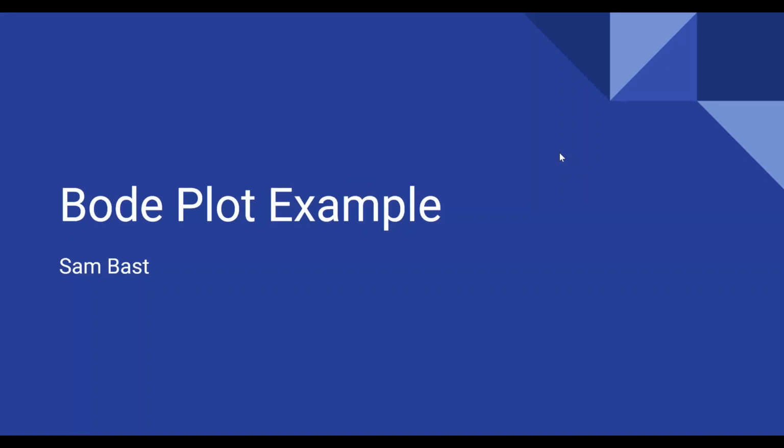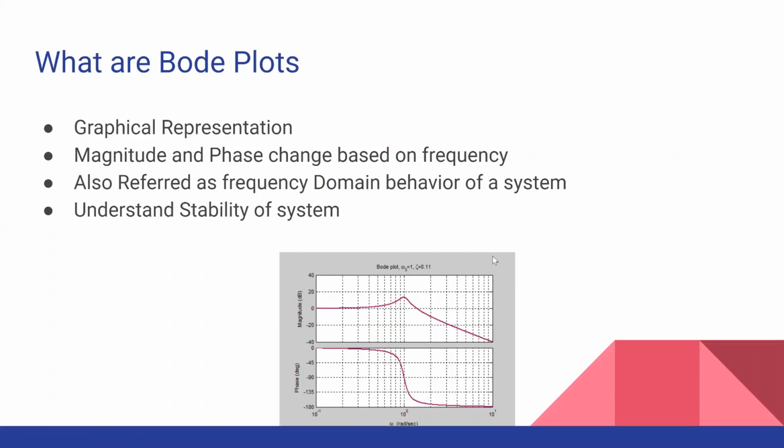Today I'll be talking about Bode plots and specifically doing an example for control systems. To start off, what exactly are Bode plots? As you can see in the bottom, they are a graphical representation, specifically of how a system's stability changes based upon what frequency is going at it. It is also referred to as the frequency domain behavior of a system.